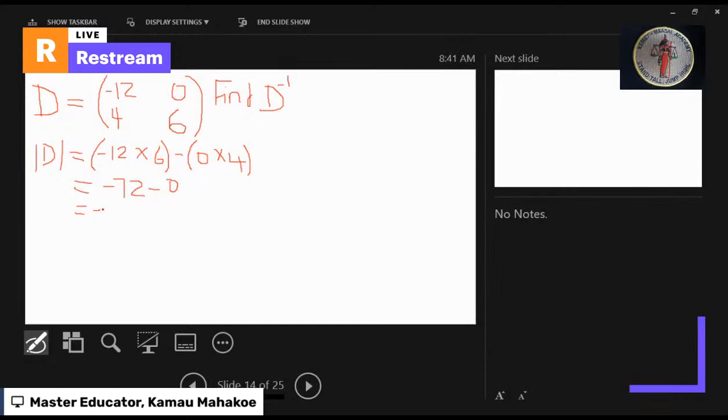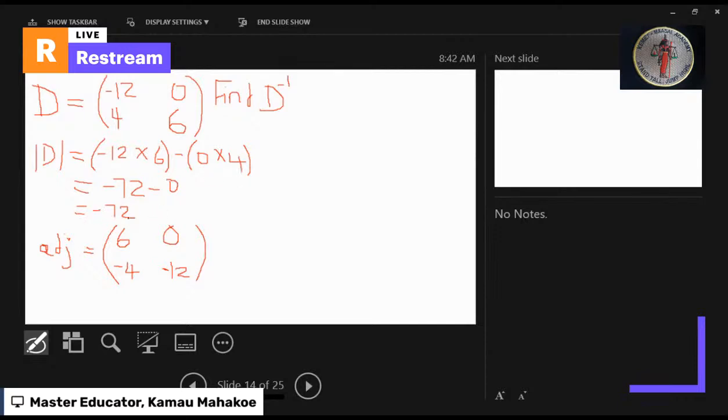So that's negative 72. The adjoint would be to switch places with the A and D. So we don't change the sign of the A and D, we just switch places. So the 6 would come here and the negative 12 would go there. For the B and C, we're going to change the sign. So 0 is 0. There's no negative or positive 0, it's just 0. The positive 4, we're going to change that to negative 4.